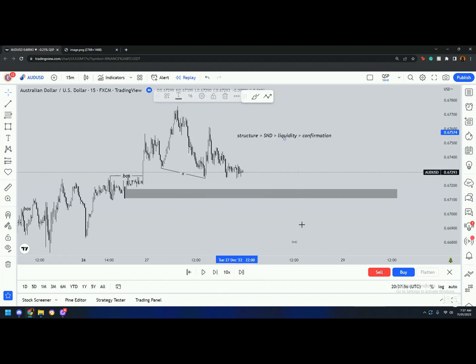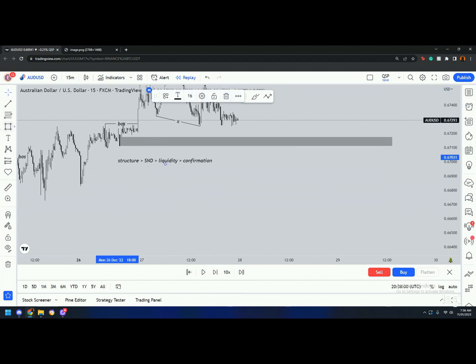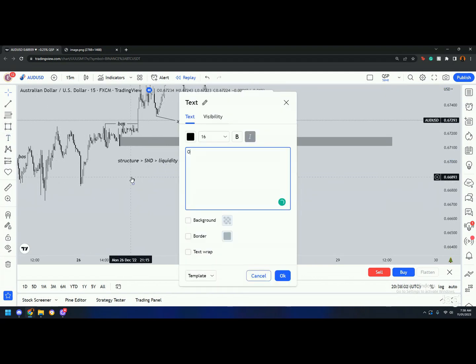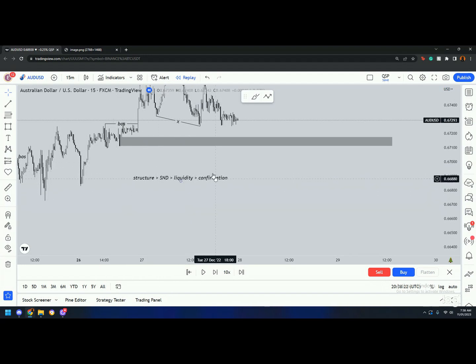So for Forex, this is the standard idea. For indices, it would be order flow, S&D, liquidity, confirmation. This is how you trade something like US30 or US500. But that's for another lesson, another topic. So this is the general idea for Forex: the structure, S&D, liquidity, confirmation.